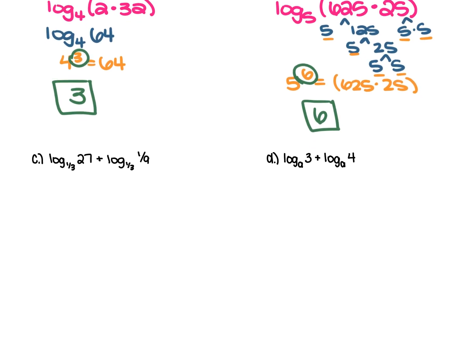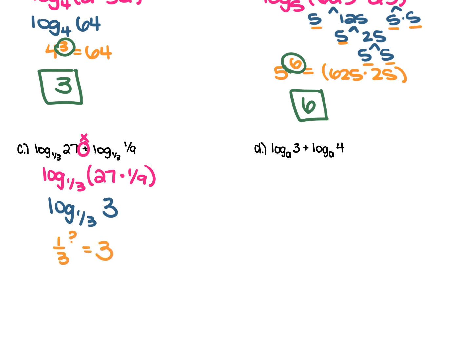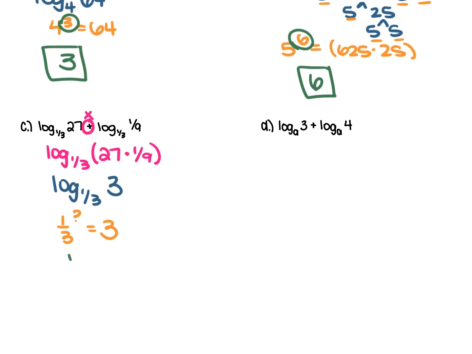For your next example, C, you have log 1/3 of 27 plus log 1/3 of 1/9. So this is going to be rewritten using multiplication. So you have log 1/3 of 27 times 1/9, which is the same thing as 27 divided by 9. So that's log 1/3 of 3. 1/3 to what power is 3? Well, that's just -1. So the power of -1 is your answer.